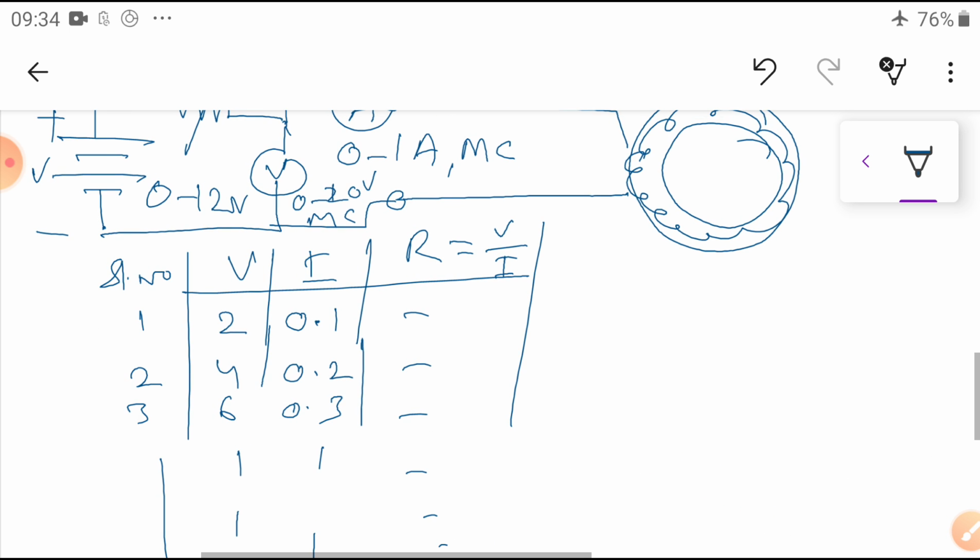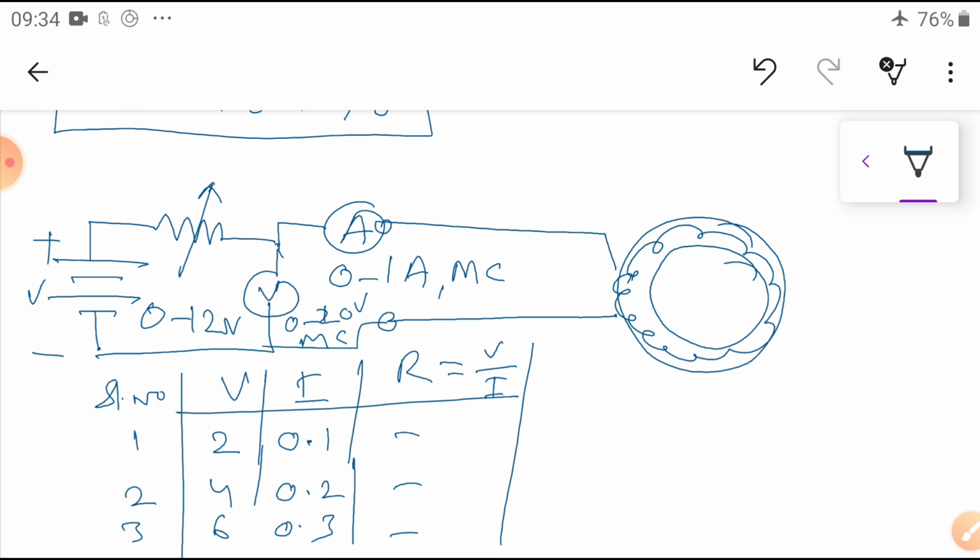This is the test you are going to perform to find any unknown winding resistance with the help of the VI method, the voltage and current method. This is a very familiar method to find unknown resistance in a given coil. You already did this at the secondary level. So this is a simple test, and by performing it you find the resistance.